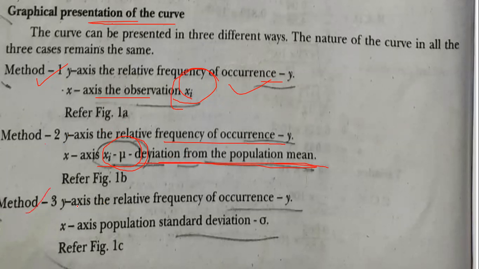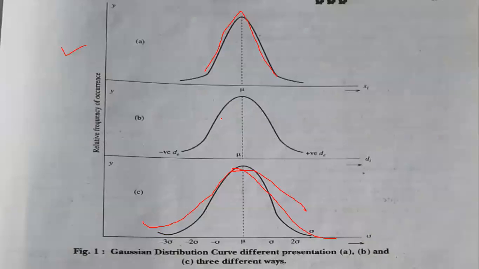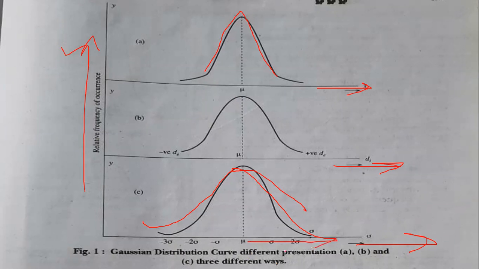Third, on the y-axis there is the relative frequency of occurrence, and on the x-axis there is the standard deviation. Here it's xi, here it is di, and here it is sigma. See here the value of sigma: to this side there are positive values, to this side there are negative values. So A, B, and C are the three different ways to indicate the Gaussian distribution curve.